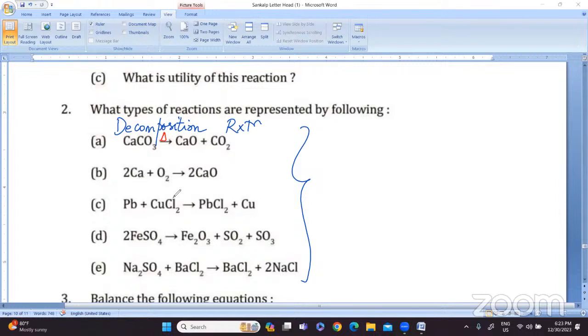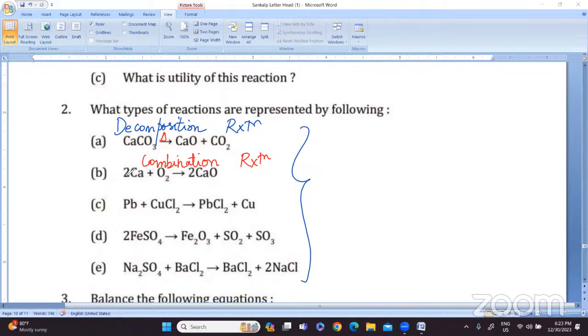Then calcium plus oxygen giving you calcium oxide. The second one is a combination reaction. What is happening? Calcium plus oxygen is getting combined to give you calcium oxide. So this is a combination reaction.